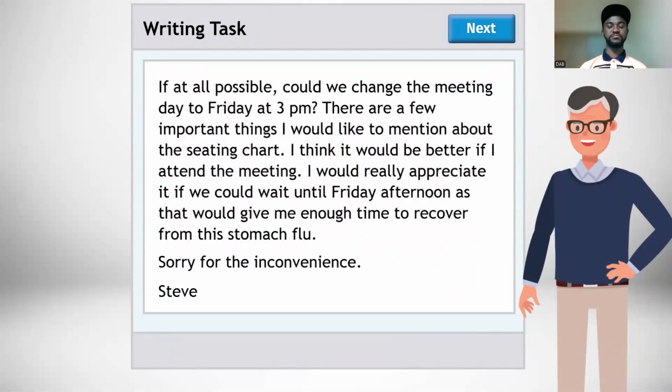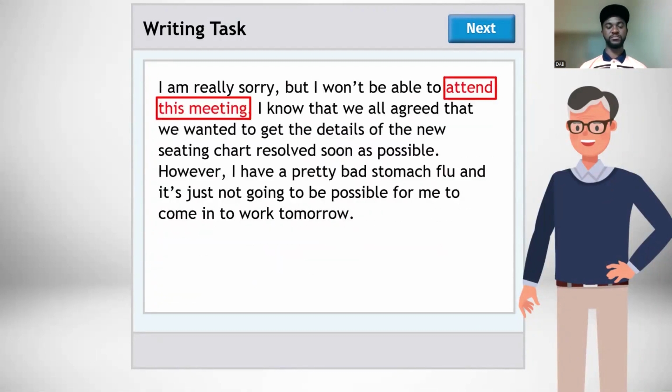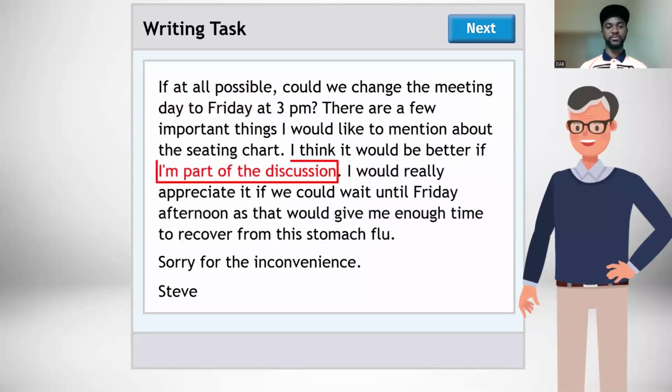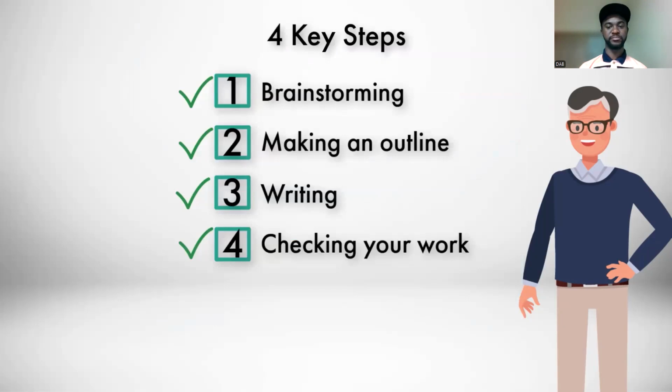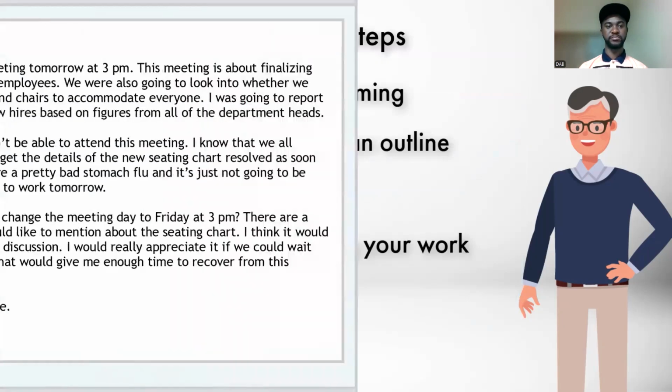When I look at my third paragraph, I see that I have used the phrase attend a meeting twice, once here and once in the second paragraph. I'm going to change this one so that the raters know the range of my vocabulary. Okay, I have now completed all 4 steps of the writing process. Here's my completed response in its entirety.